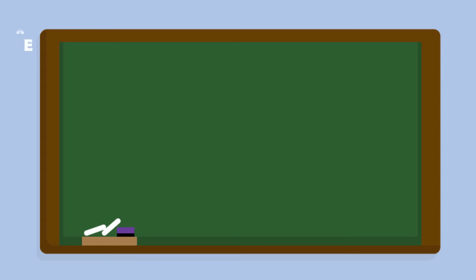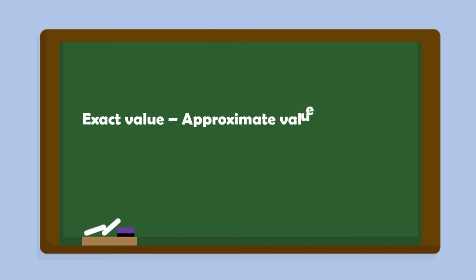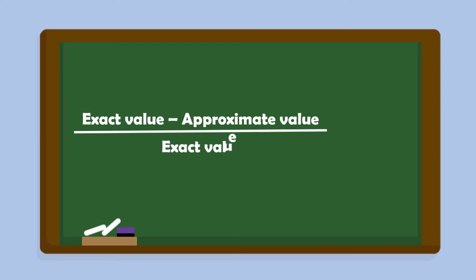Thank you for asking, Yana. The formula to calculate the error is this: take the absolute value of the difference between the exact value and the approximate value, and divide it by the exact value. We usually calculate the error as a percentage, so multiply it by 100%.